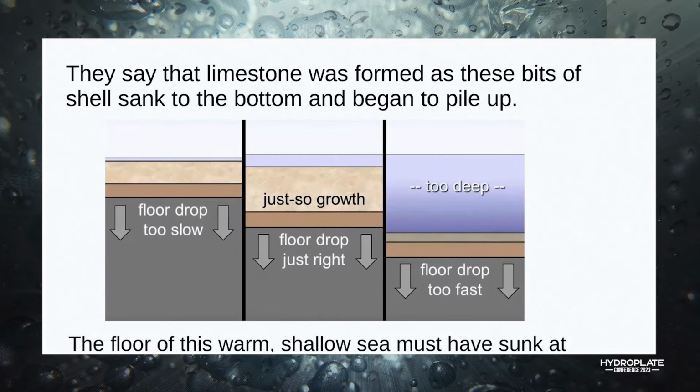So in order for this to happen, they have to have the seafloor subsiding, sinking at the same rate that the limestone is building up. So the picture on the left shows you if the seafloor drops too slowly, well, the limestone is going to build up very quickly, and eventually it's going to stick out the top of the water and the creatures will die. On the right, if the seafloor goes too quickly, the water is going to get too deep and the creatures won't be able to get enough sunlight and they'll die. So we have to have this just-so growth right in the middle, with the seafloor dropping at exactly the same rate that the limestone is growing for millions of years.